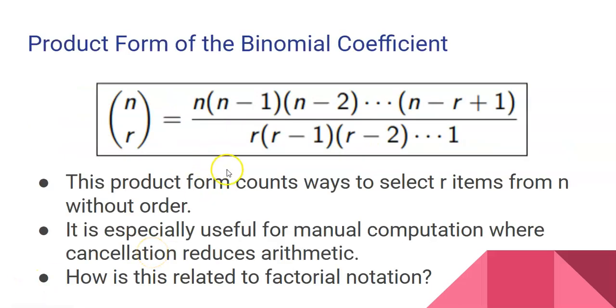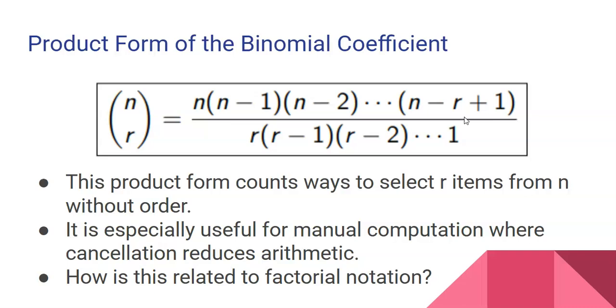Here we present the product form of the binomial coefficient. Notice that in this form there are no factorials. Instead, we work directly with the individual factors in both the numerator and the denominator. So note, for the numerator, there are r factors. The factors begin with n, and then n minus 1, and then n minus 2. So we have n times n minus 1 times n minus 2, and so on, up to the last factor, n minus r plus 1. So again, the last factor is n minus r plus 1.